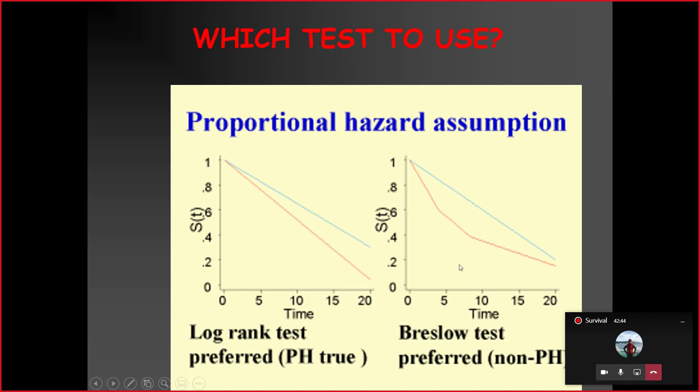Bila guna Tarone-Ware? Kalau you rasa proportional hazard ni, you tengok curve dia bercelaru, kejap bertemu, kejap keluar, then maybe you want to use Tarone-Ware. But yang jelas, kalau clear separation from start to the end, you use log rank. Kalau dia separate awal, lepas tu cuma bertemu balik kat hujung, kita gunakan Breslow.